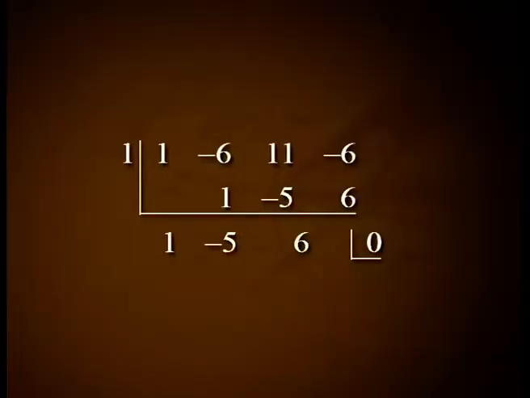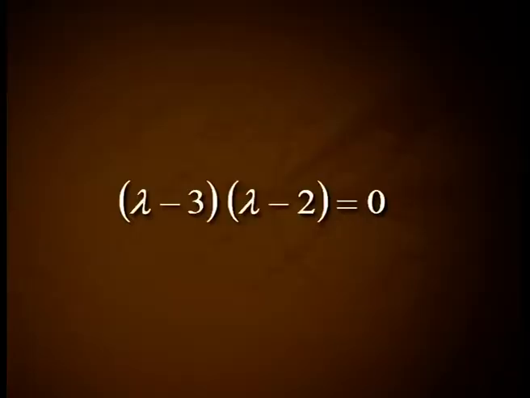By inspection, lambda equals 1 is an eigenvalue. The other values are obtained as follows: dividing 1, minus 6, 11, 6 by lambda equals 1 gives 1, minus 5, 6, that is 1, minus 5, 6 with remainder 0. Now, the quadratic equation lambda squared minus 5 lambda plus 6 equals 0 can be written as (lambda minus 3)(lambda minus 2) equals 0, which gives the other eigenvalues lambda equals 3 and lambda equals 2.